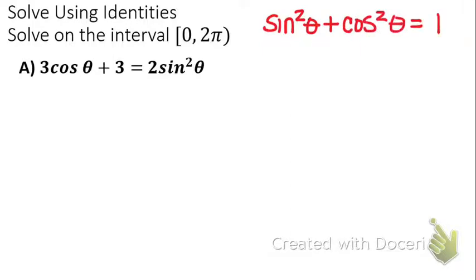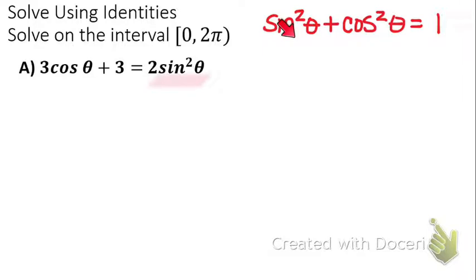Okay, so the reason why we can use it in this example, notice that we have a sine squared, right? Sine is squared, cosine is not. So I can't take out a GCF. The only way I can do this question is if I do a substitution. I need to replace sine squared.